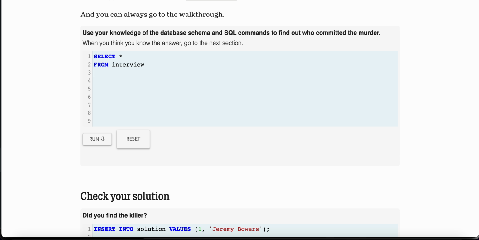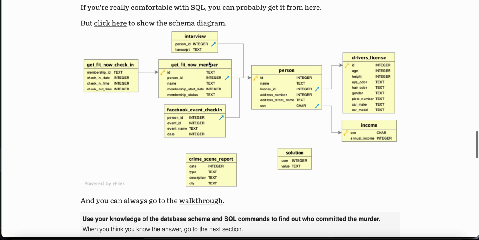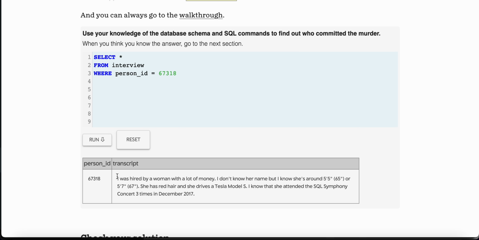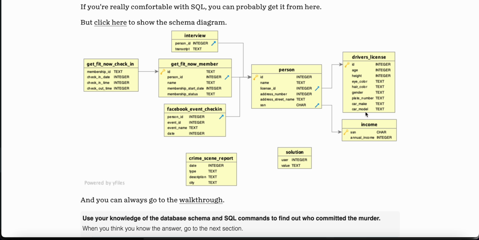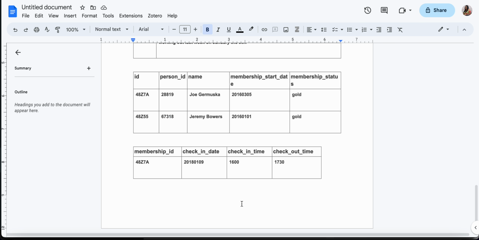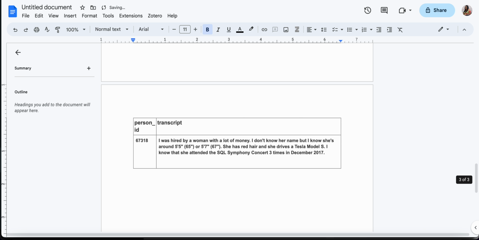Interview table, where person ID is equal to... Okay, this is his transcript. I was hired by a woman with a lot of money. Interesting. So that means you're going to come into income. Very, very interesting SQL game. He was hired by a woman that has a lot of money.